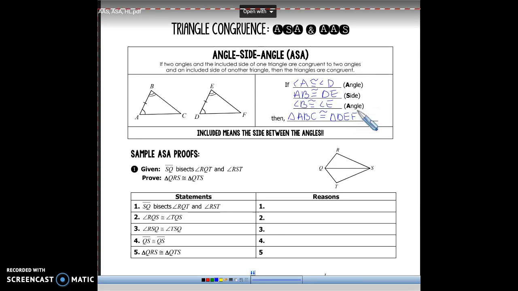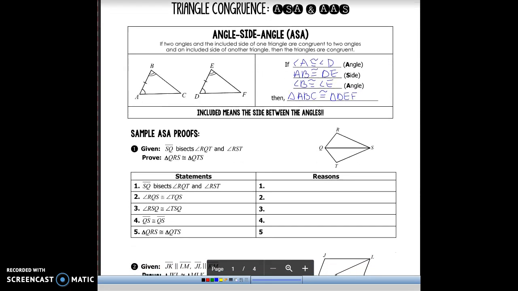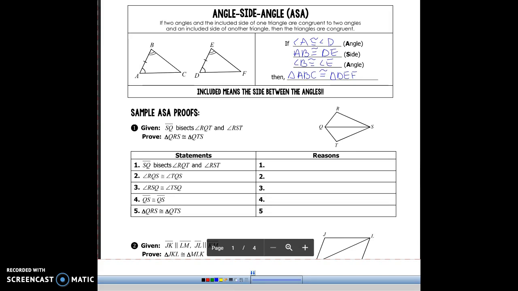Okay, so let's look at some proofs now. In this first proof, we are given that SQ, this line segment, bisects angle RQT. So RQT is this big angle. If this line here bisects it, that means it cuts it into two equal parts, two congruent angles. So I'm going to go ahead and mark that in my shape. So I've got this angle is congruent to that angle.